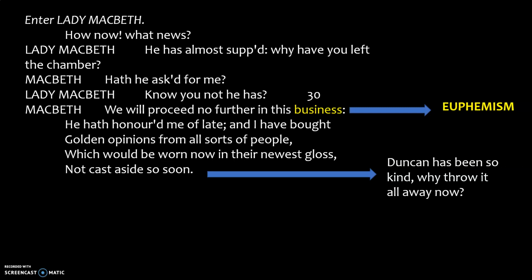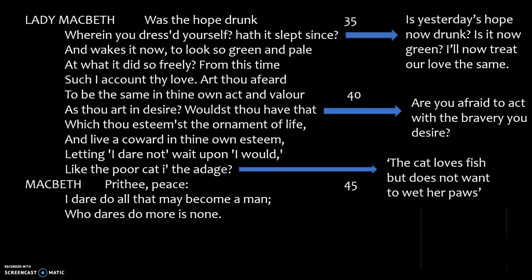Macbeth decides there on line 31, but look at the euphemism again, the business, not the murder. We will proceed no further in this business, because Duncan, he hath honoured me of late. I have bought golden opinions from all sorts of people. People now are full of praise for me. Why would I throw them away, as he says, in their newest gloss, when they're so fresh? Why throw it all away now?